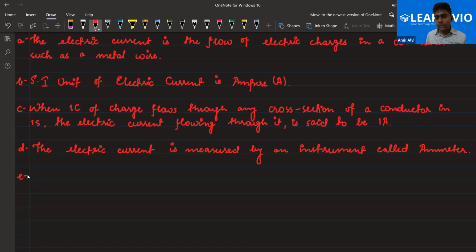Just note that it is connected in series and voltmeter is connected in parallel. I'll explain it once we do the combination of resistors. Sure. Next is ammeter.